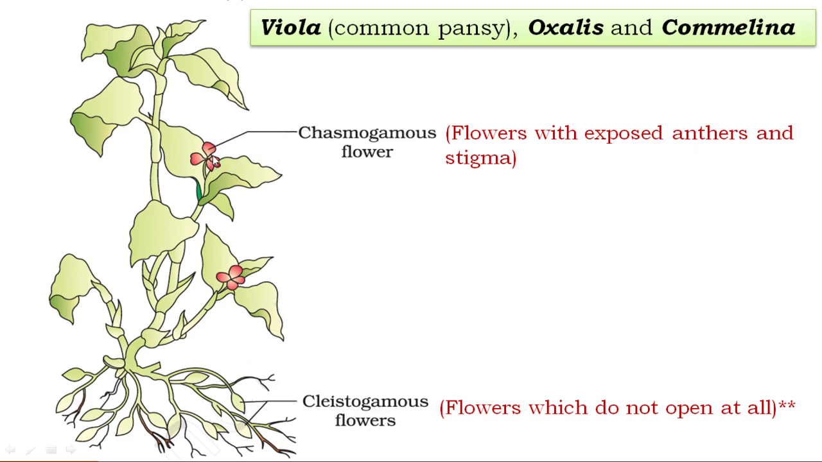They are open. The petals are open, and their anthers and stigma, which are the male and female reproductive parts, are open and exposed. Whereas cleistogamous flowers are flowers which do not open at all. The petals do not open at all.